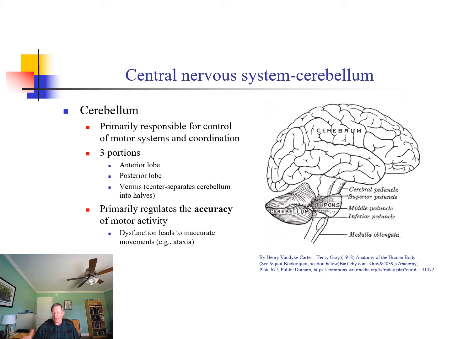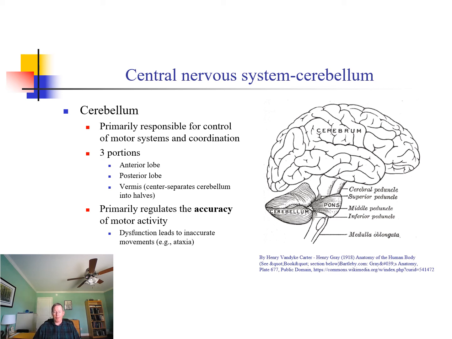Now, it's not that it doesn't coordinate with the cortex and with other structures, it does. But primarily, that coordination control is done through the cerebellum. There are three parts to the cerebellum. There's the anterior and posterior lobes, and they're separated by a little worm-like structure, which is appropriately called the vermis. And it separates those two lobes into halves. Now, the cerebellum is very complicated, and I'll mention a little bit.